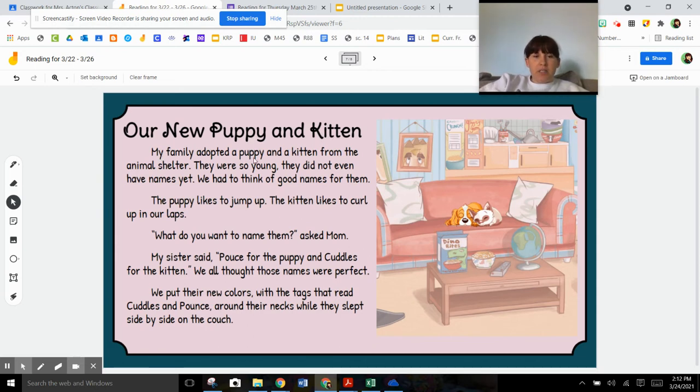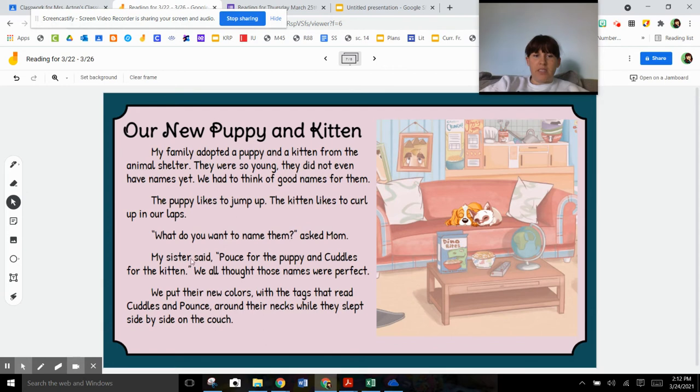Our new puppy and kitten. My family adopted a puppy and a kitten from the animal shelter. They were so young. They did not even have names yet. We had to think of good names for them. The puppy likes to jump up. The kitten likes to curl up in our laps. What do you want to name them?